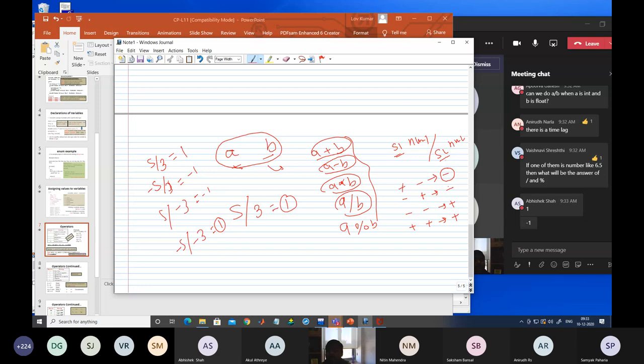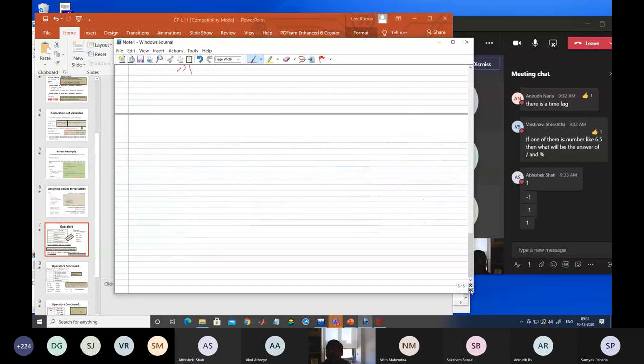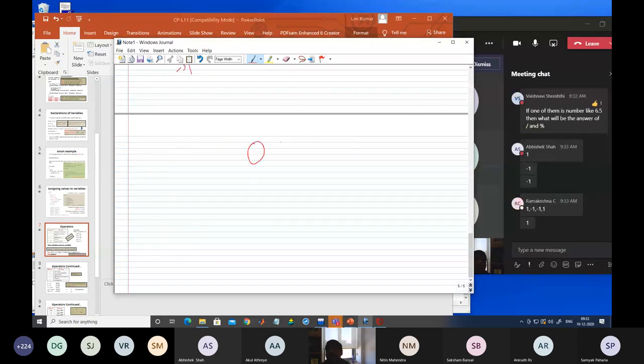Okay. Now, modular division. Modular division can only be applied when both values are integers. Modular division you cannot apply for float values. Means you cannot write 5.5 modular division 5. This is invalid, a syntax error. You can apply it when both are integers, A is an integer, B is an integer. Otherwise, you cannot apply the modular division. This is the most important point: you can only apply modular division when both operands, this is also called the operands, are integers. Okay?